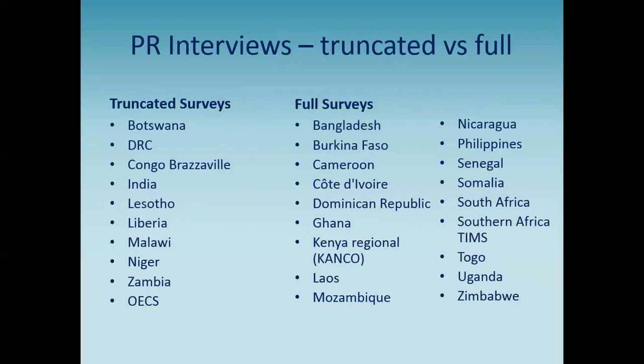So in terms of the truncated versus full, this is the list of countries. So you'll see that in the truncated, the surveys would be administered to 9 countries plus 1 region. So that's the list: Botswana, DRC, India. The full surveys will be administered to 16 countries and 2 regions. And these are distinct instruments.